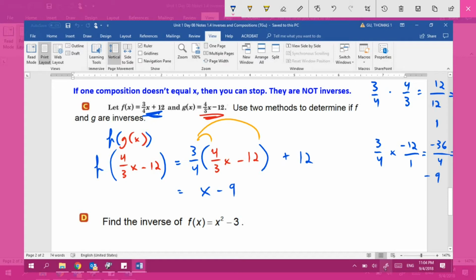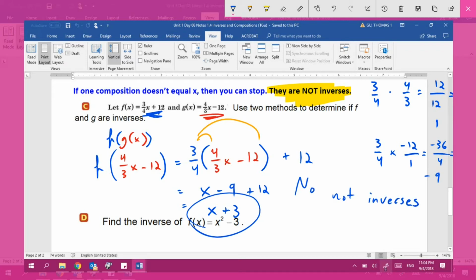All right. And then don't forget about the plus 12 at the end. So then what does this equal? x minus 9 plus 12 is x plus 3. Wait a second. I just went through this composition and I didn't get x. My answer was x plus 3, coach. What does that mean? It means they are not inverses. I only needed to solve one composition. I didn't get x. That means no, not inverses. I can stop. I don't need to do more work. I'm saving you guys trouble.